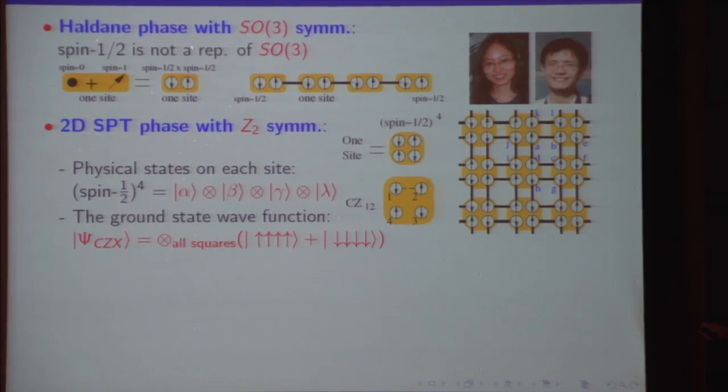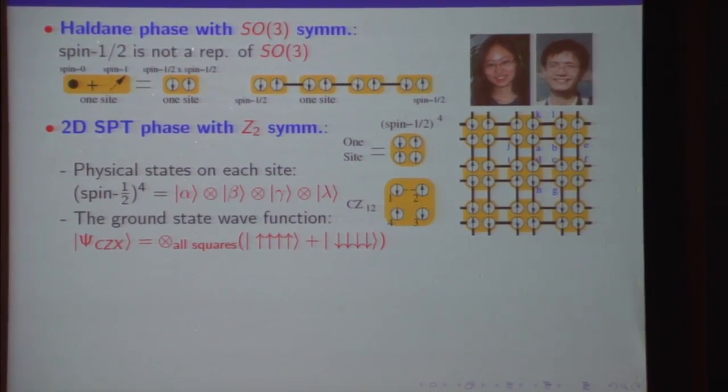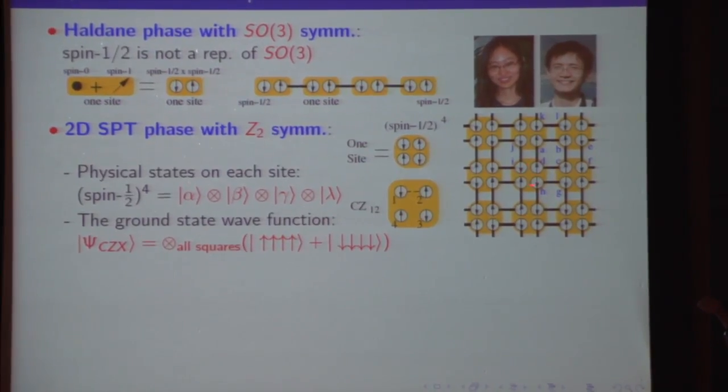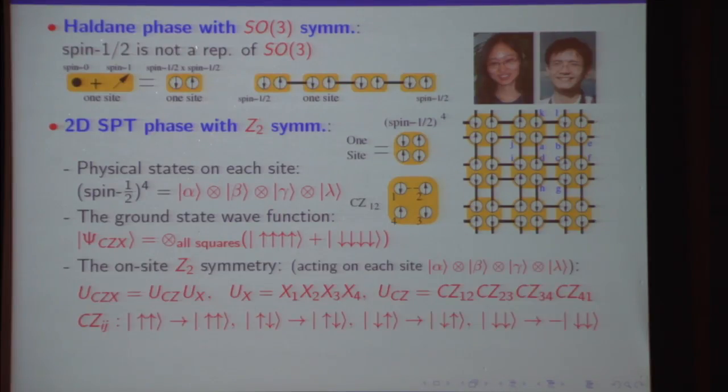We consider a square lattice. Each box is a site of the square lattice. And on each site, we have 4 qubits. 4 qubits form a 16-dimensional vector space. So each site has a 16-dimensional vector space, which is split into 4 qubits, spin up, spin down. Then, let me talk about the symmetry first. The important thing is the symmetry.